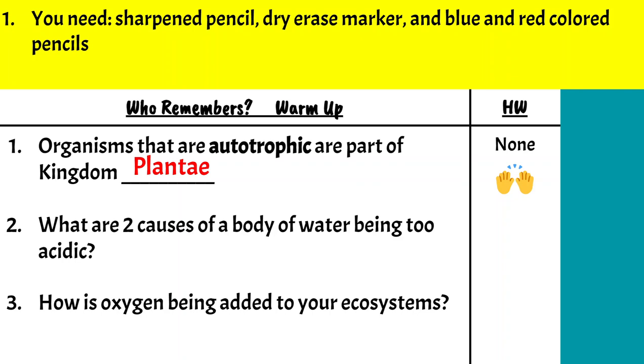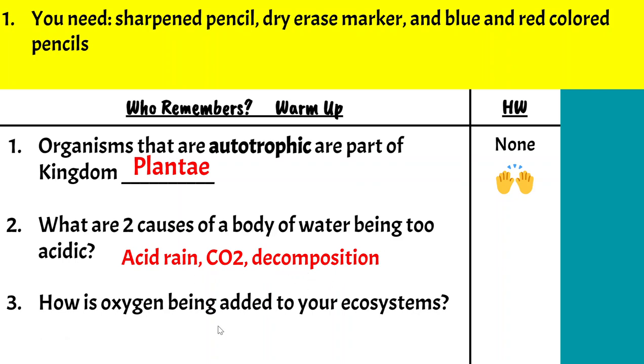And then we thought about what are two causes of a body of water being too acidic? What are two things that might make water too acidic? Some ideas are if we're outside and a body of water is a stream or a pond or a lake, acid rain can cause water to be acidic. Carbon dioxide can also, so if you have a lot of fish breathing out carbon dioxide, and also decomposition. Those things will make your water acidic.